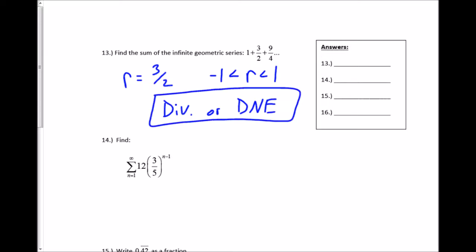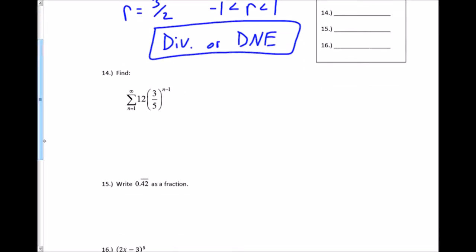When we're talking about an infinite geometric series, we can only find the sum if the r value is in the acceptable range. Okay? Number 14, it's the same thing. And if you notice, this is of the form a sub n equals a sub 1 times r to the n minus 1. It follows my equation for a geometric sequence exactly. So I can see that my r value right here is 3/5.